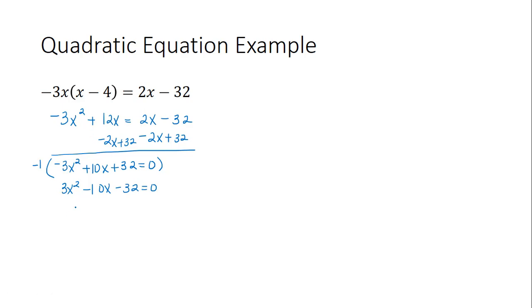To solve it by factoring, I'm going to factor the 3x squared as just 3x and x. And now I need the factors of 32 so that I can arrange them in these two binomials to get a middle term of negative 10x. So if you think about the factors of 32, you have 1 and 32, 2 and 16, and 4 and 8.